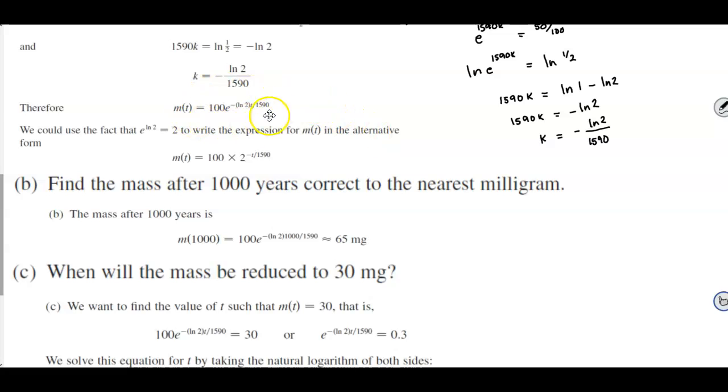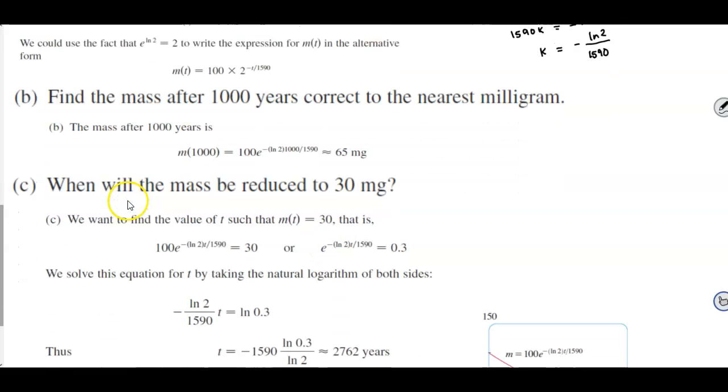So we're going to use the formula that we got the first time. So the mass after 1,000 years is going to be m at time t, which is 1,000. We're going to plug that in for t, and then follow the order of operations on your calculator to get approximately 65 milligrams. In part C, it says, when will the mass be reduced to 30 milligrams?